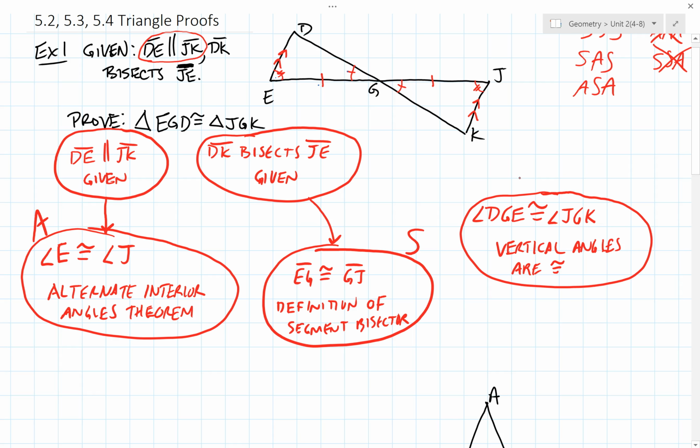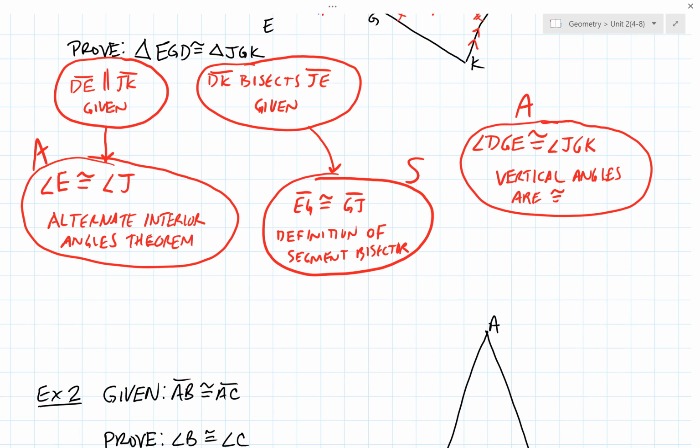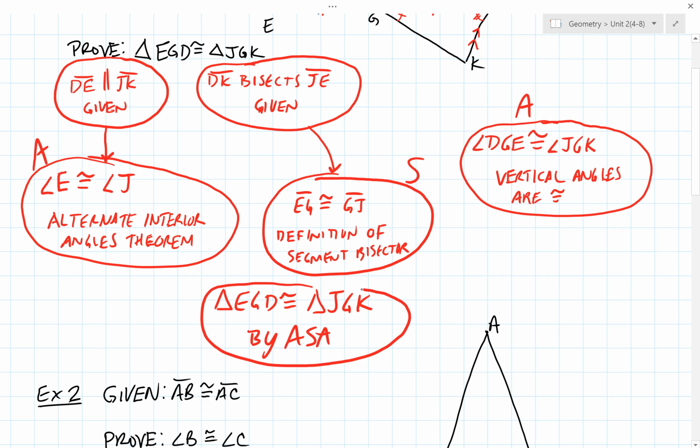Okay, so that gave us another pair of matching angles, and now we have enough to say that the triangles are congruent because we have two A's and an S. So we have angle, side, angle. And so now we can say triangle EGD is congruent to triangle JGK by ASA.